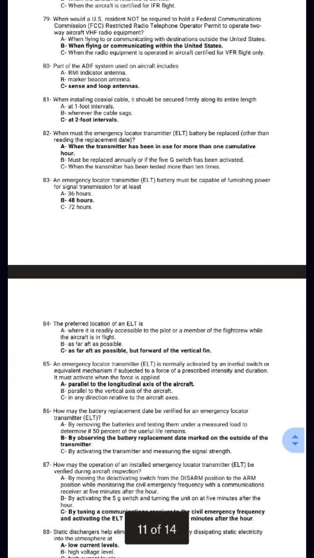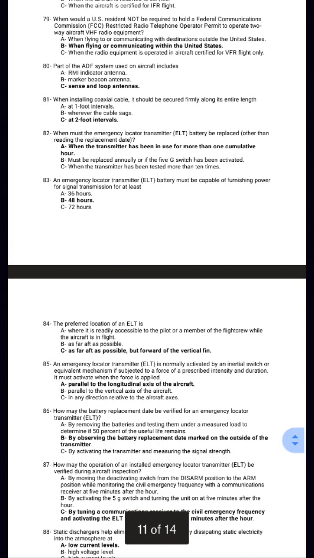Moving forward, part of the ADF system used on aircraft includes sense and loop antennas. Too easy, that's just self-explanatory. Sense and loop antenna, ADF system. Sense and loop antenna, ADF system. This stuff's too easy, they're just giving these licenses away.